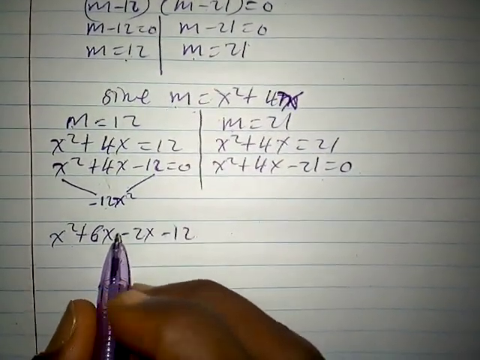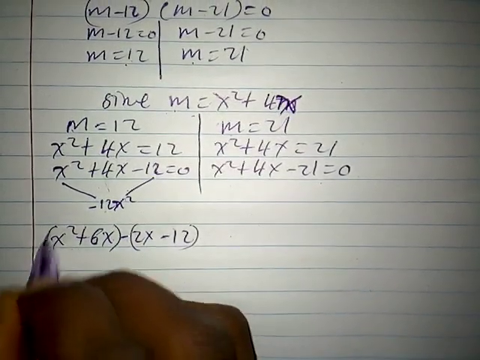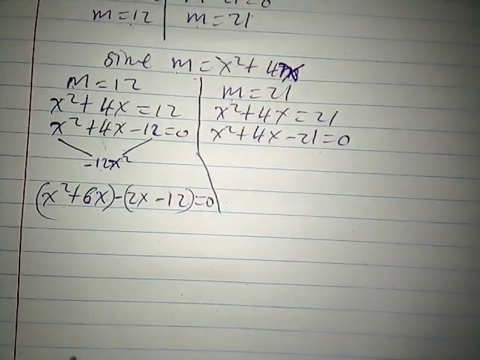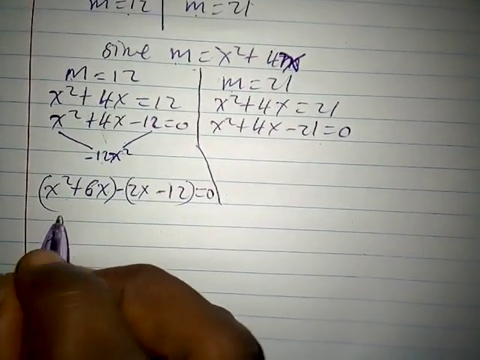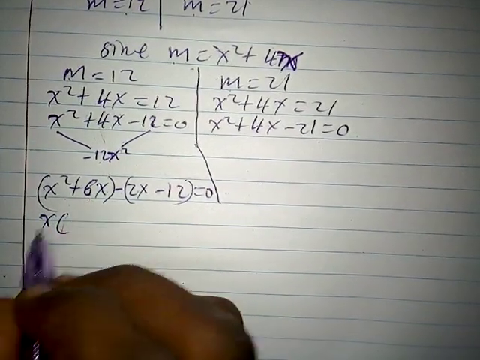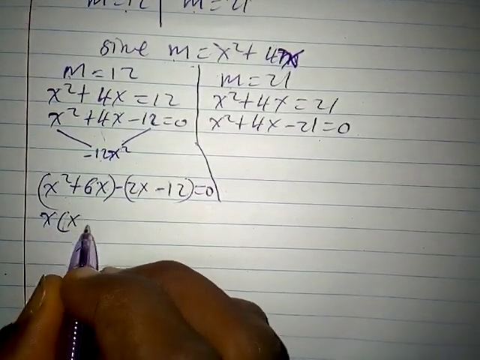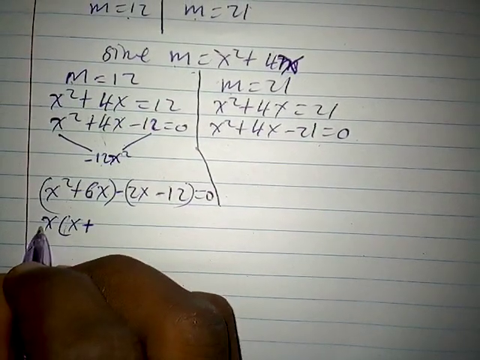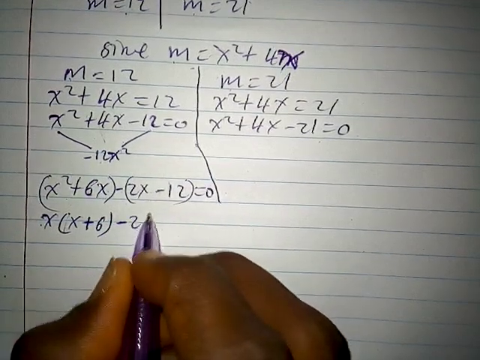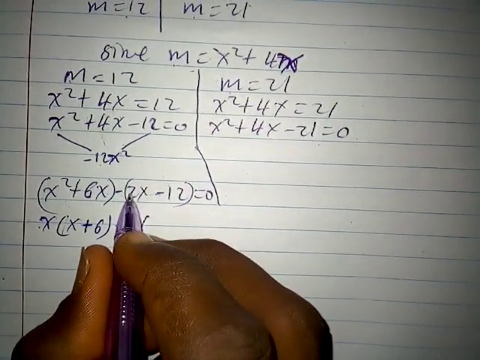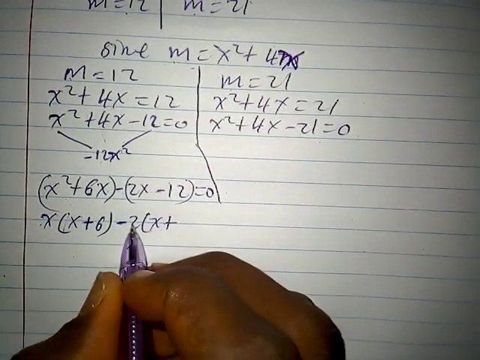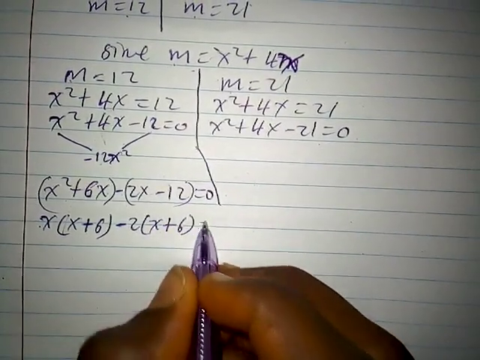Now we get the same thing by grouping them, equals to 0. Do you see? What are we going to do? We find the common factor, just what we did previously. The common factor for this first bracket is x. X into x squared is just x, right? Plus, x into 6x is just 6, minus, the common factor here is 2. 2 into 2x is just x. Minus times minus is plus. 2 into 12 is just 6, equals to 0.